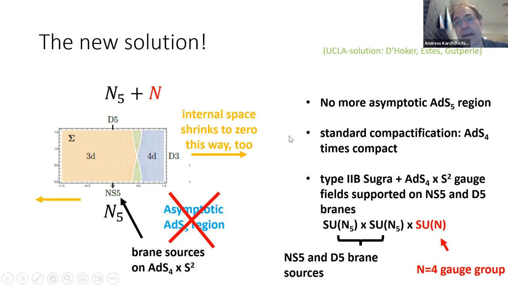So this now looks much more like a standard warped compactification. The spacetime has AdS4 times some internal space. There's S2 times S2, and then there's some sort of effectively compact direction, which has the shape of an interval where space truncates in both directions. And if I look at what fields are living in the bulk, you see explicitly I had to add an extra SU(N) gauge group living on AdS4 times S2, because I had to include an extra ND5 brane source in the bulk.